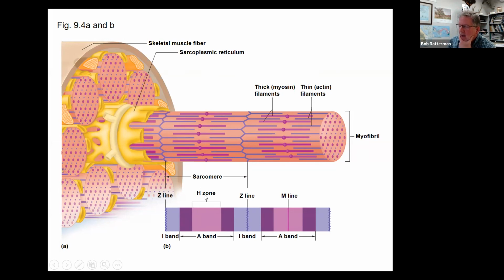Okay, you tell me, what is the H zone made up of? Can you figure that out? H zone, it's right here. Here's the one here, H zone here. There's an M line in the middle of it. Isn't it just myosin without the actin? Right, exactly. Perfect. It's just myosin right here.